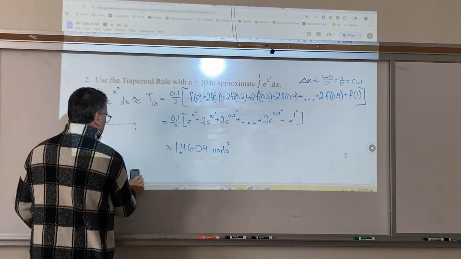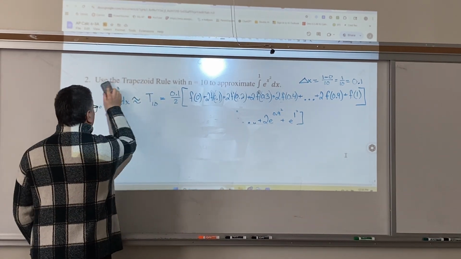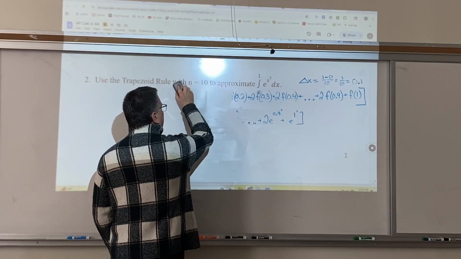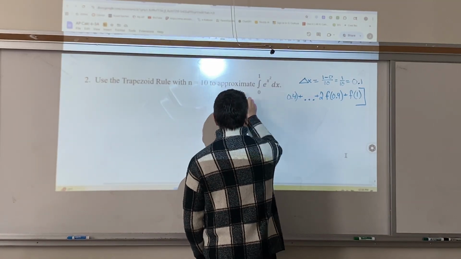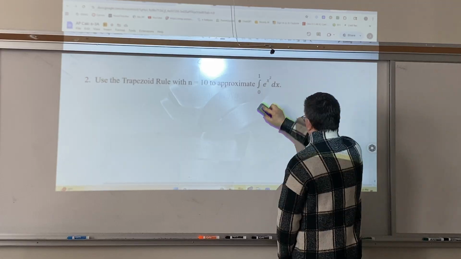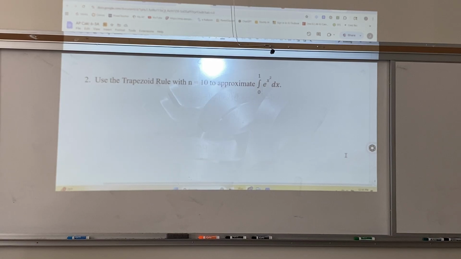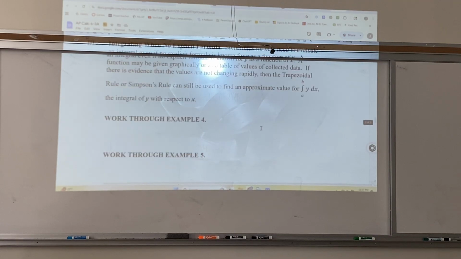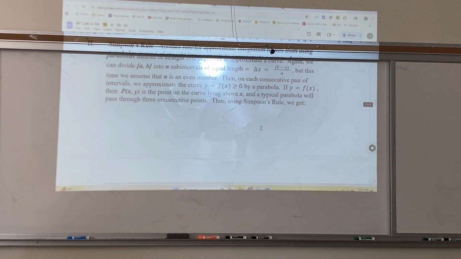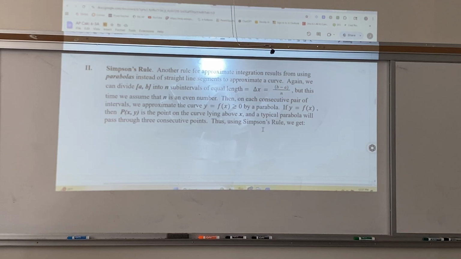If you're really interested in where this comes from, your textbook shows it. It won't be mind-boggling, but if you want to see where it all came from, I can sum it up a little bit. So where is Simpson's formula? Here's Simpson's rule. It uses parabolas instead of straight line segments to approximate the curve. And change of x is going to be (b minus a) over n. That's going to be the same.